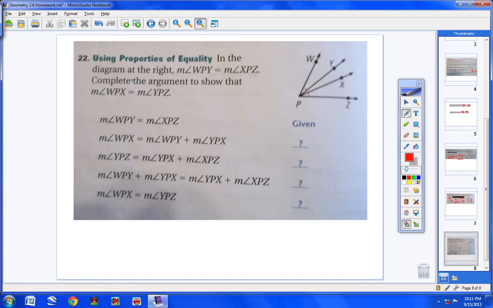All right, number 22. Using the properties of equality. In the diagram at the right, the measure of WPY is equal to the measure of XPZ. So notice there's one little red mark here and one little red mark here. This angle with one dot and this angle with one dot are congruent. Okay? Complete the argument to show that WPX is congruent to YPZ. All right. Now look at this very carefully, okay?